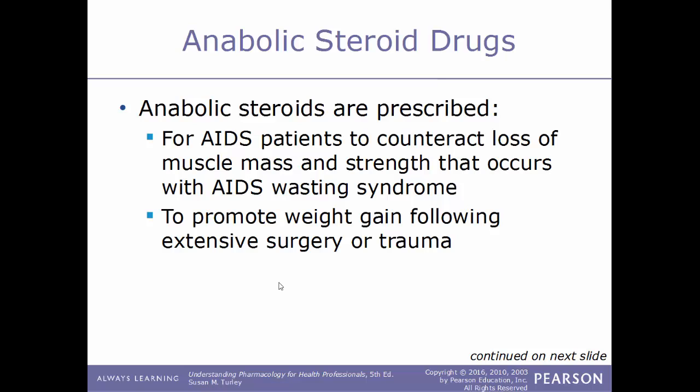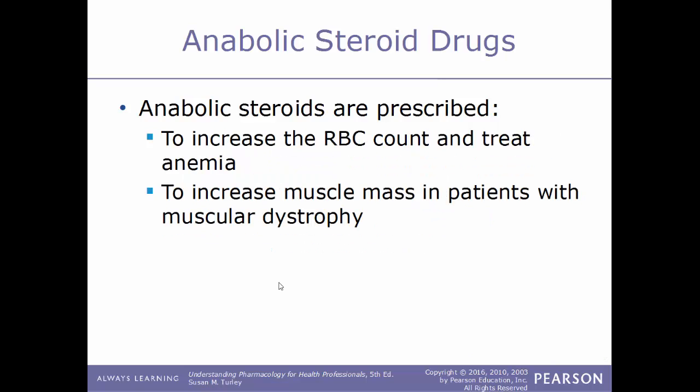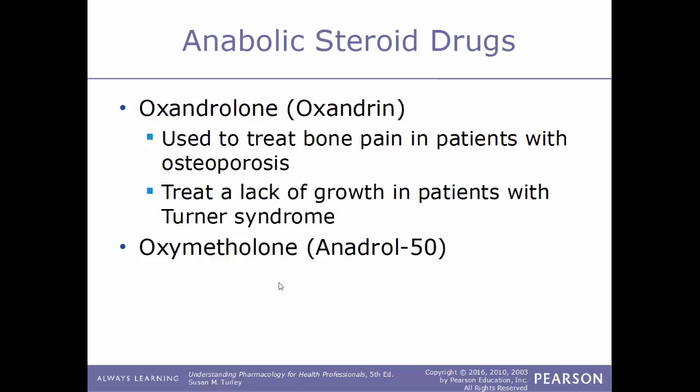This is also prescribed to promote weight gain following an extensive surgery or trauma. The anabolic steroids can also be prescribed to increase the red blood cell count and to treat anemia. And they can also be used to increase muscle mass in patients with muscular dystrophy. Some examples of anabolic steroids: oxandrolone, also known by the name Oxandrin. This is used to treat bone pain in patients who have osteoporosis. It's also used to treat a lack of growth in patients who have Turner syndrome. Another drug would be oxymetholone, also known by the name Anadrol-50.